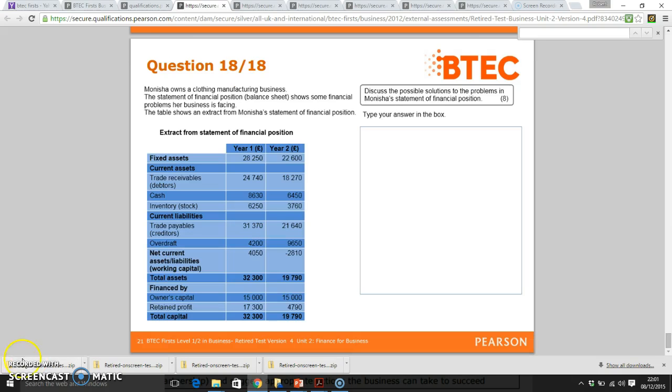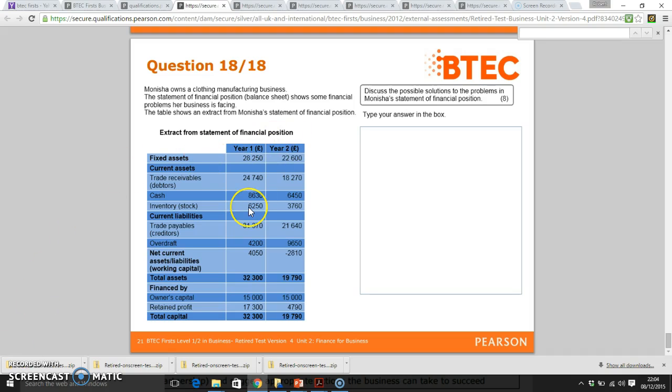So this is the next question. So what you need to do with this question, again, pause, read the question, look for those big numbers. What are the solutions to Manisha's statement of financial position? Okay, so again, a tough problem, a tough question. So we're looking for a couple of issues and trying to find a couple of solutions.